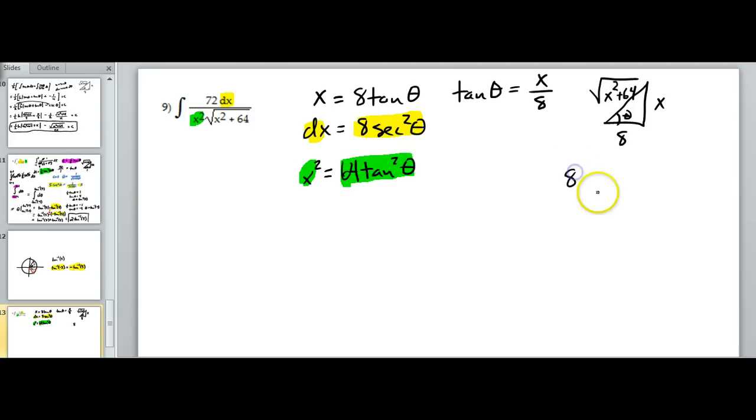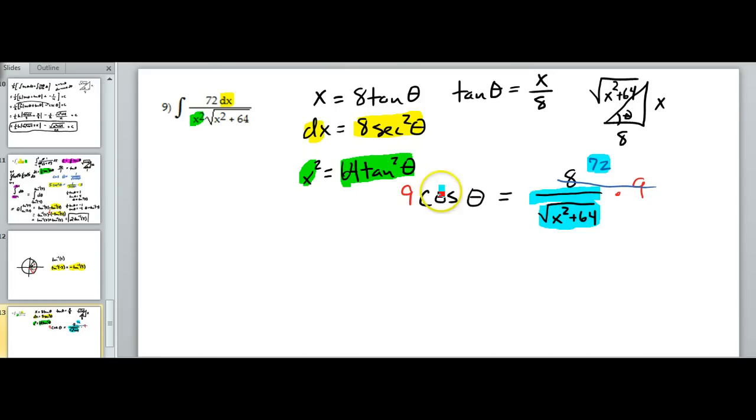So the constant over the radical using my right triangle gives me this. Alright, what function of theta is that? That is adjacent over hypotenuse. Adjacent over hypotenuse is cosine. Alright, and then instead of 8, we'd like to have 72. So I'm going to multiply by 9. Alright, and then 9 times 8, these two things multiply together, they give me a 72. Okay, so now I've got 72 over the square root of x squared plus 64, that's 9 cosine theta.